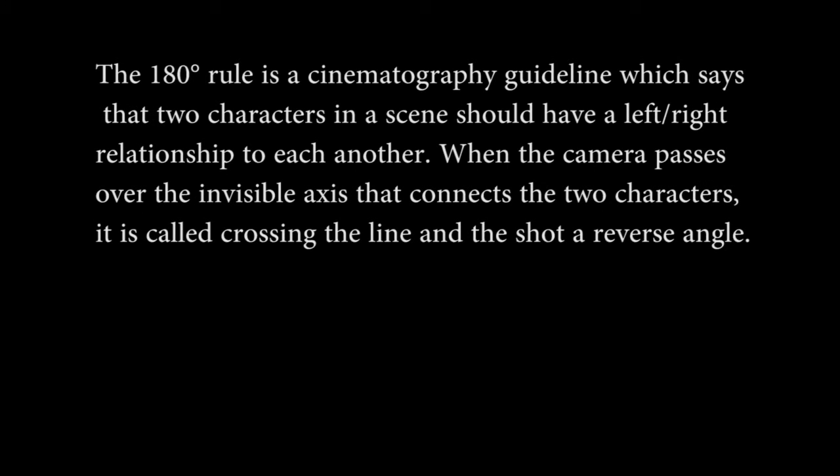The 180-degree rule is a cinematography guideline which says two characters in a scene should have a left to right relationship to each other. When the camera passes over the invisible axis that connects the two characters, it is called crossing the line, and the shot a reverse angle.